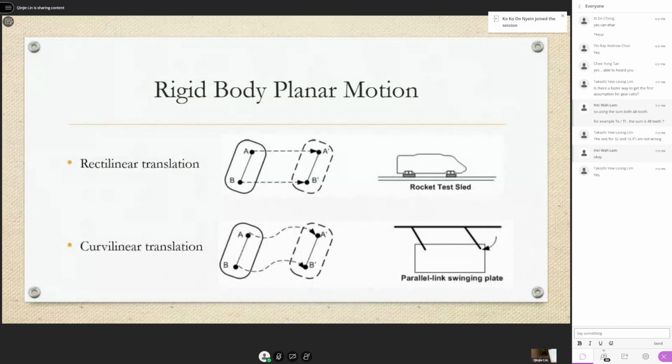So some illustrations. Rectilinear translation means you translate, you move things in straight lines. Okay, rectilinear.